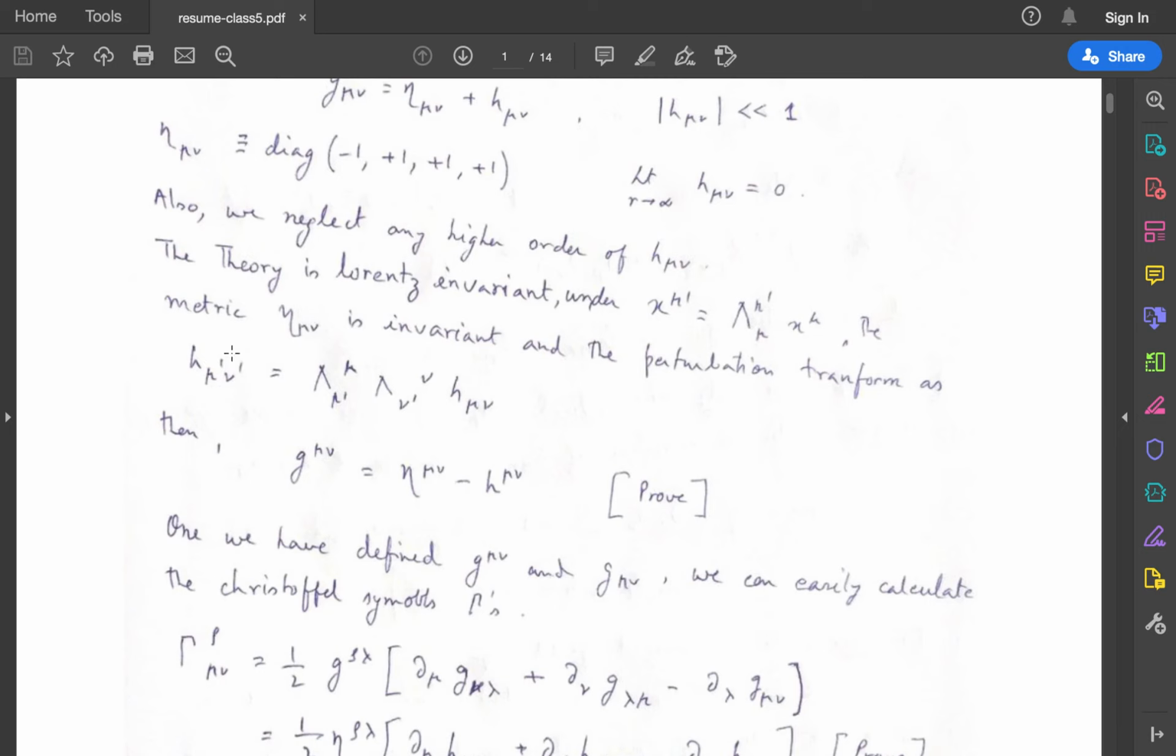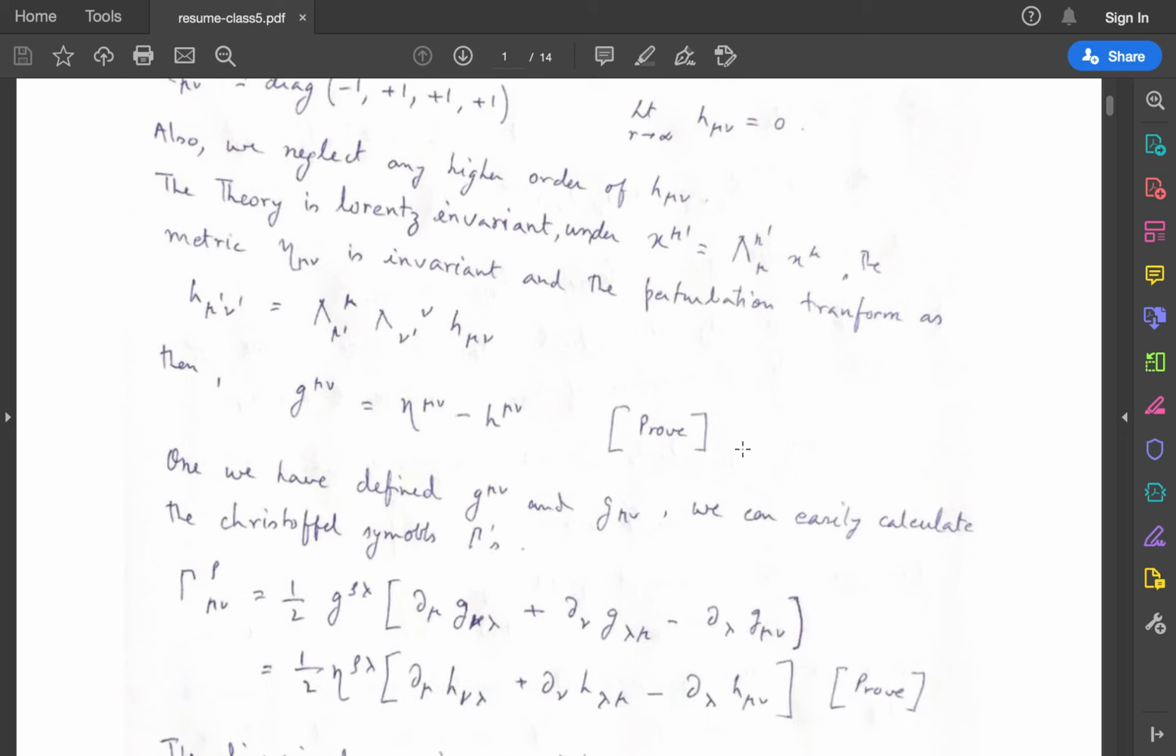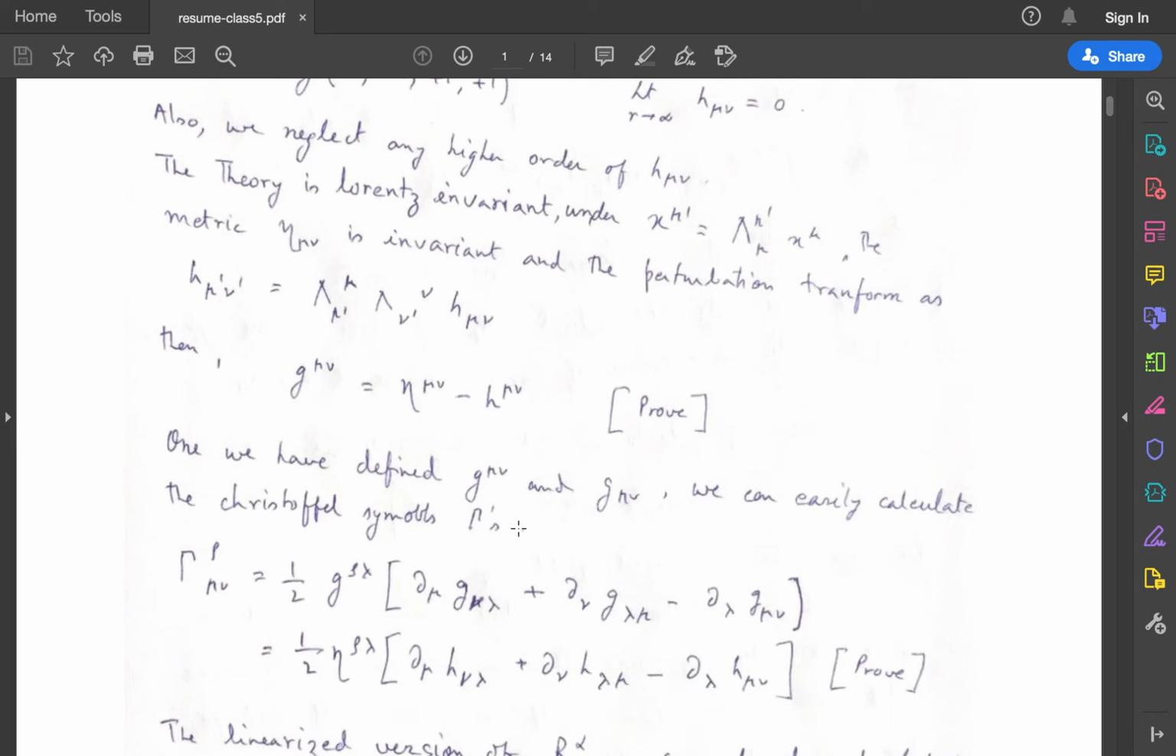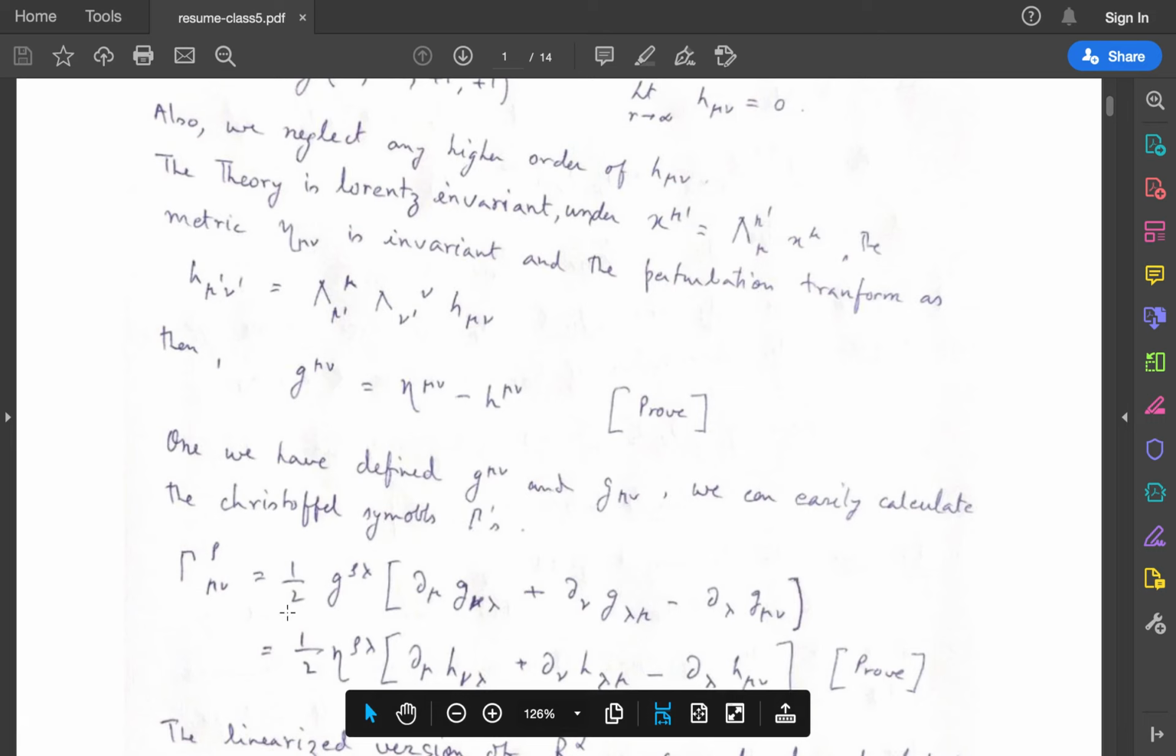If I assume this to be small, then I can easily show that the inverse of this g mu nu is nothing but eta mu nu minus h mu nu. This is very easy to show, and I ask you to do that. So let us now proceed. Once we have defined upper g mu nu and lower g mu nu, we can easily calculate the Christoffel symbols, these gammas, which are given by this formula.